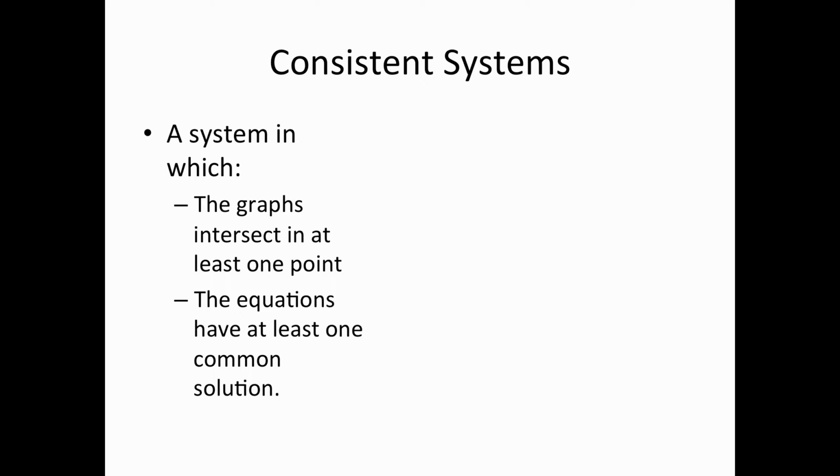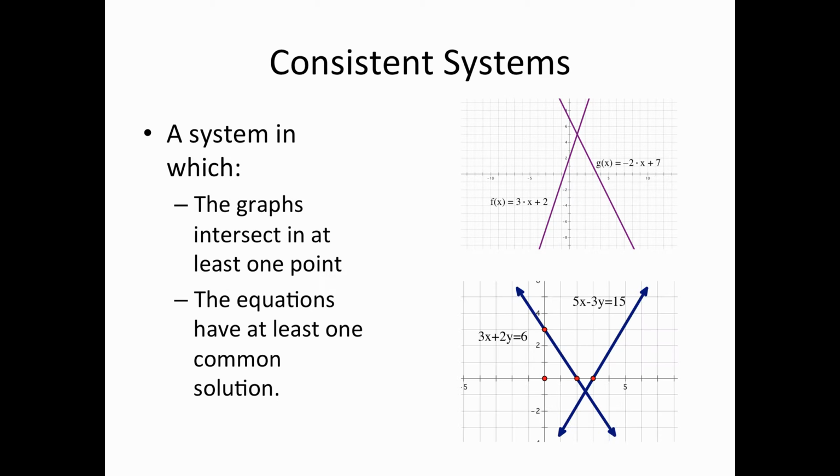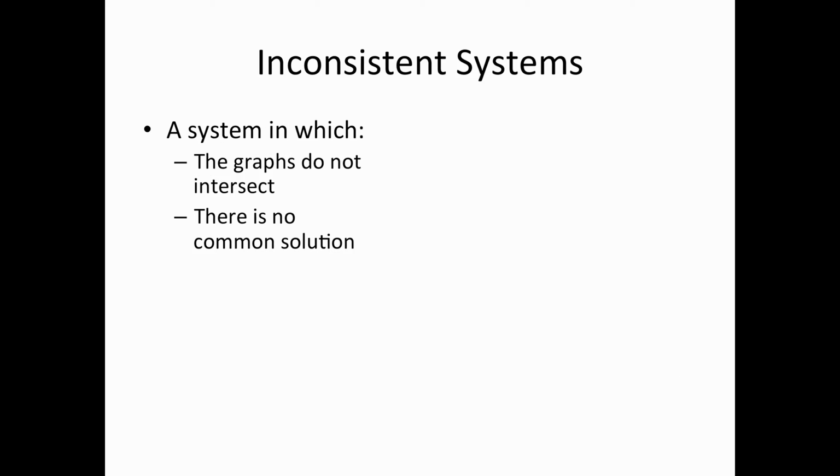Consistent systems are systems in which the graphs intersect in at least one point and the equations have at least one common solution. Those are actually two different ways of saying the same thing. The first two systems that we looked at in this video are both consistent. This one and this one. You see that the two lines intersect in one point, therefore they're consistent.